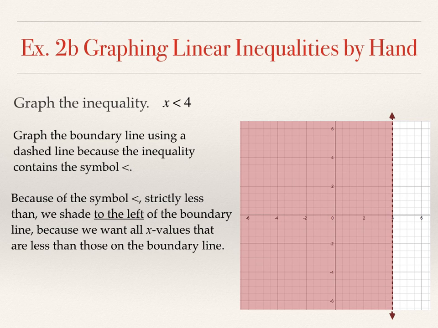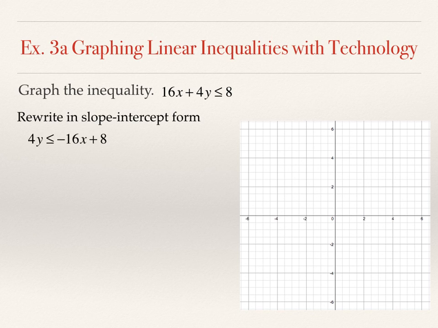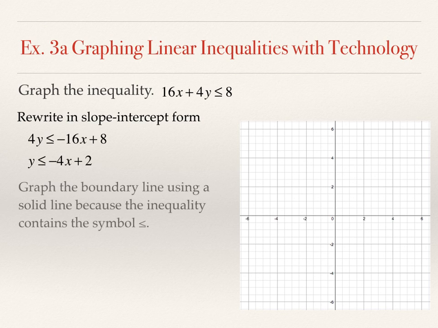We'll take another example, this one in standard form. Let's rewrite it in slope-intercept form. Divide all terms by 4. Let's graph the boundary line using a solid line starting with our y-intercept of 2. Our slope is -4. We want that solid boundary line.